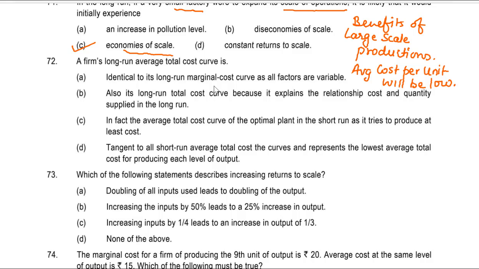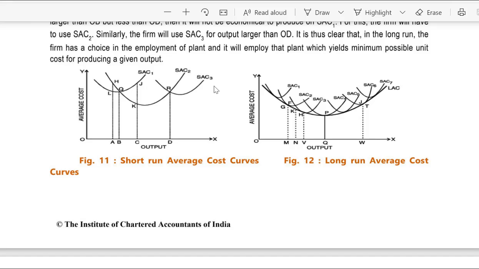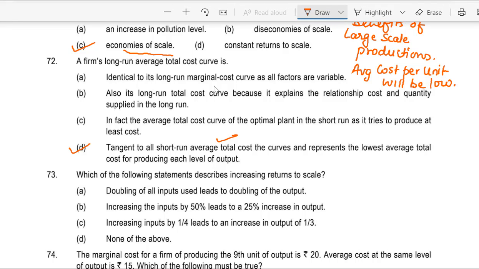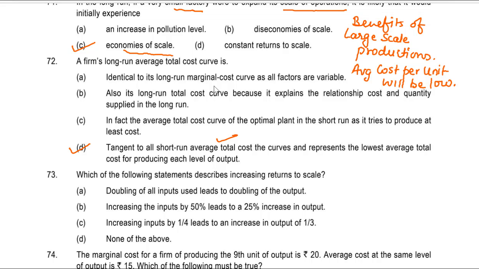A firm's long run average total cost curve is D, tangent to all short run average total cost curves and represent the lowest average total cost for producing each unit of output. Just see it over here. You can see this relationship in figure number 12, that is long run average cost curve. The short run average cost curves are tangent to the long run average total cost curve. I believe you understood this. Let us move ahead now.